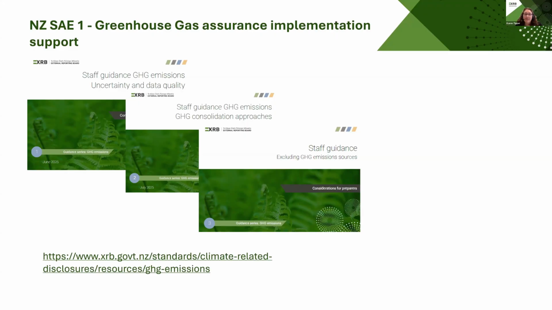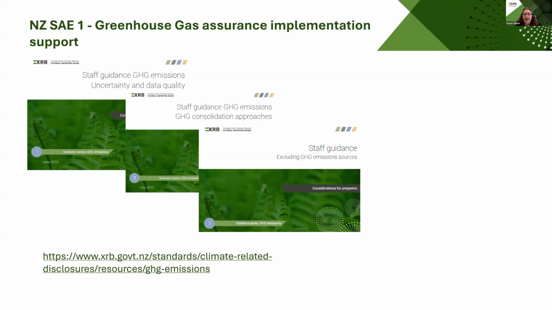The second in this guidance is for greenhouse gas consolidation approaches. Parts 2 and 3 have been written for preparers, but they are also relevant for assurance practitioners. The second one covers the different consolidation approaches for greenhouse gas preparation, so operational control, equity share, and the third one covers excluding greenhouse gas emission sources, so includes guidance about those greenhouse gas emission sources that are included under the Aotearoa climate standards. I would encourage you to have a look at these if you do assurance of greenhouse gas disclosures.